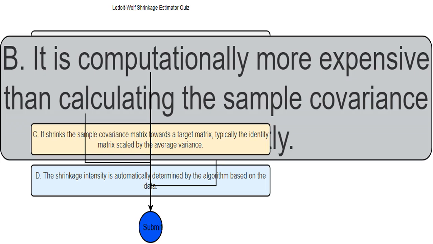This statement is true. Calculating the sample covariance matrix is straightforward. However, the Ledoit-Wolf method requires an extra optimization step to determine the optimal shrinkage intensity, making it computationally more intensive.